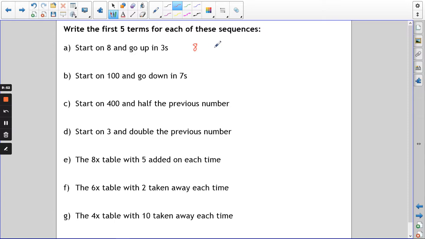And go up in threes. So my second term will be 11, then 14, then 17, and then 20. And what we do is we put dot dot dot on the end to show that the sequence does keep going, but we're not going to write down the rest of it.